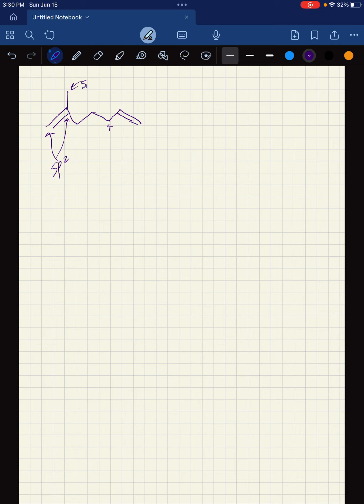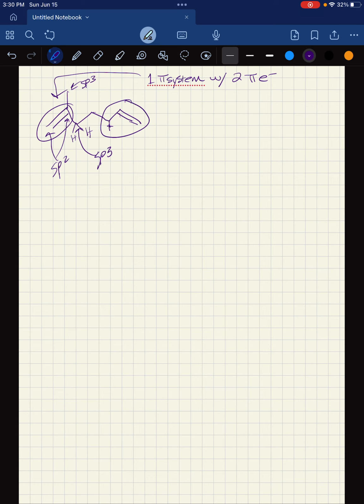Now here we have a methyl carbon. And then of course here we have a methylene carbon, which is going to be sp3 hybridized. So here we have a pi system with two pi electrons in it. All right. And then here we have another pi system.